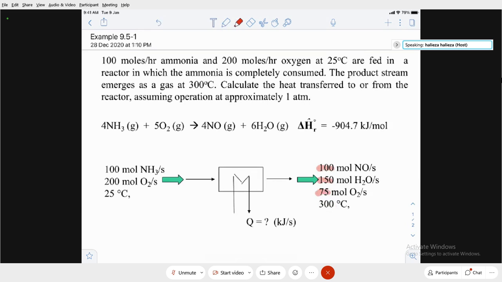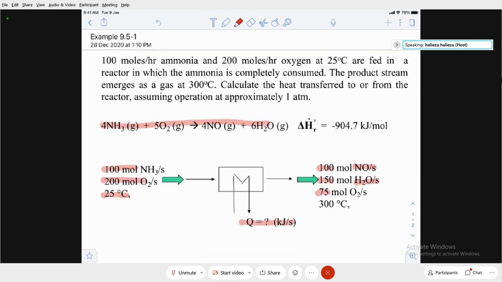Here you have 100 moles of ammonia coming in at a temperature of 25. Besides ammonia, you have oxygen also coming in. Your ammonia is going to react with the oxygen to form nitric oxide and water. Is there any oxygen in the products? No. The oxygen coming out is because there is excess oxygen. There is no oxygen in the equation of your reaction. The reason the oxygen is coming out is because you have excess oxygen being fed in the feed. So the question asks for the heat transfer into or out from the reactor.